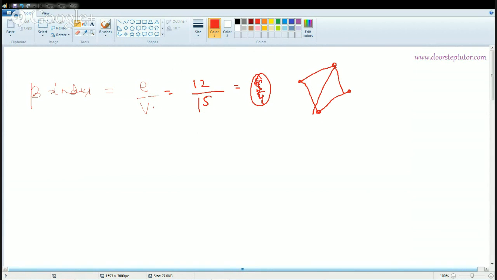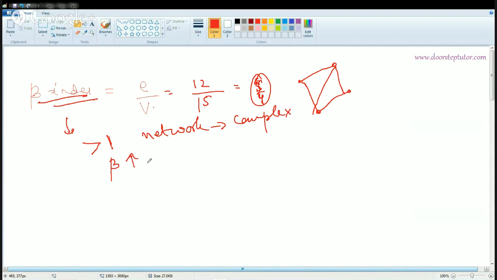The next thing, if the network is complex, the beta value would increase. So if in any case the beta value is greater than 1, that means the network is getting more and more complex. As and when the beta index increases, the complexity of the network also tends to increase. So that is the beta index.